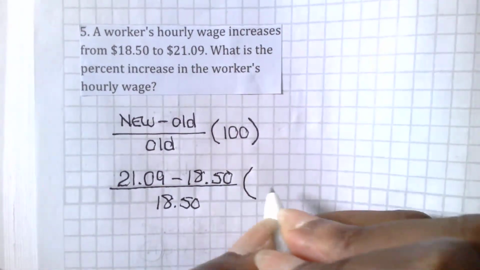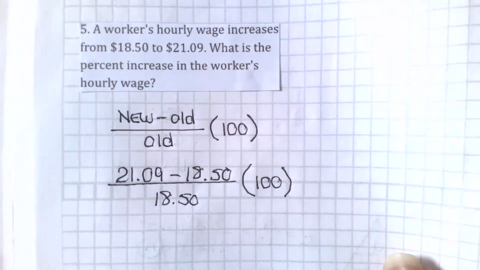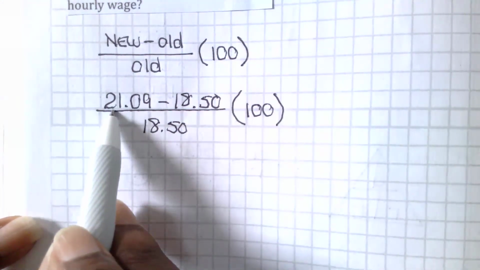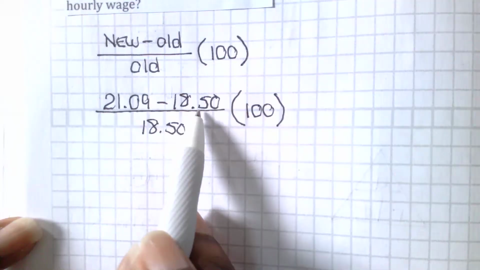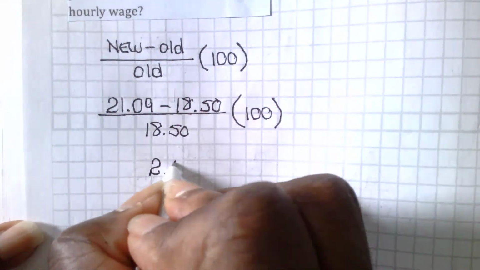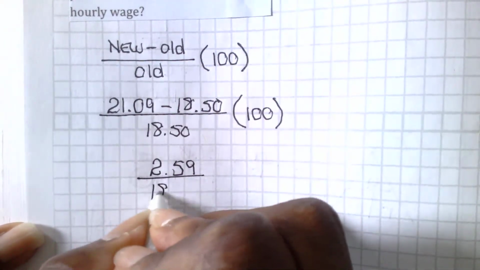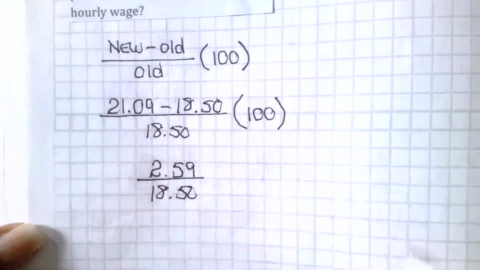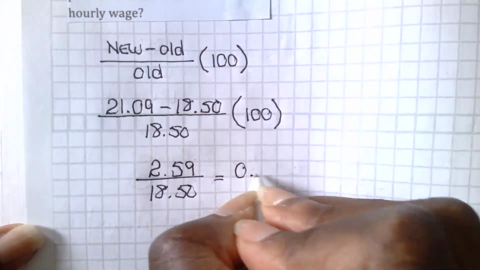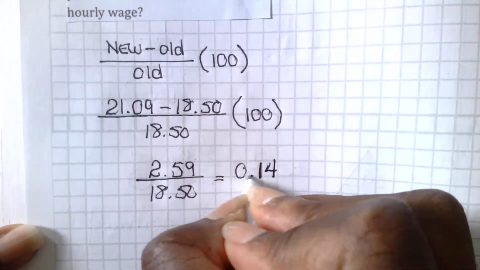And then whatever we get from that fraction, we're going to multiply it by 100 to change it into a percent. So let's do some subtraction. So $21.09 minus $18.50. So that's going to be $2.59. And we're going to divide that by our $18.50. Now, when you divide that, you're going to get 0.14, okay, or 14 hundredths.